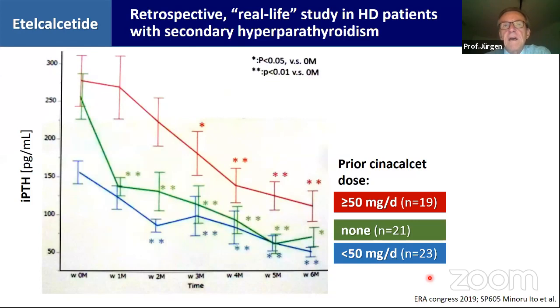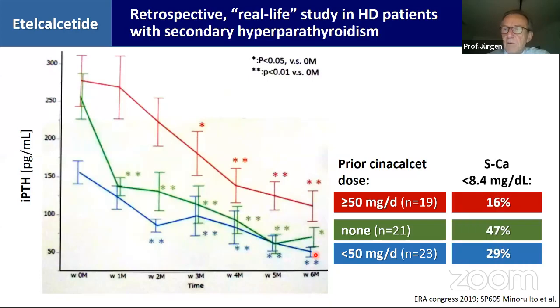And finally, a Japanese study. Real life data. Prior cinacalcet dose, the Japanese have lower doses. It was more than 50 milligrams per day, and you can see for Japanese standards, remember they have a different target range. By Japanese standards, this is a very high PTH, and it came down. If you had no cinacalcet before and you start Etelcalcetide, it comes down. If you have a little bit of cinacalcet, it comes down. So it works everywhere in the world.